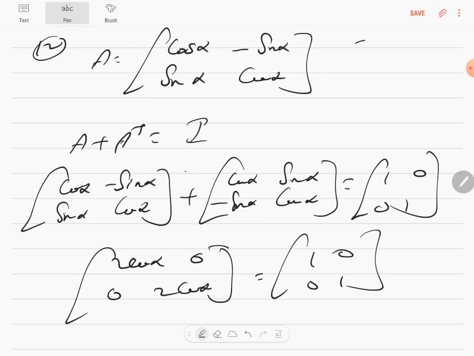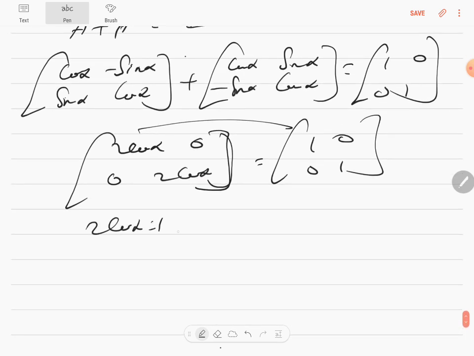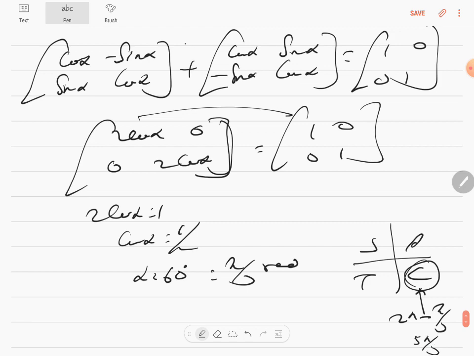In matrices, when two matrices are equal, you can equate the respective values. So 2 cos alpha is equal to 1. cos alpha is equal to 1 by 2. So where will cos be 1 by 2? Therefore alpha is equal to 60 degrees or pi by 3 radians. You also know, as school taught your children, cos can be positive here too. But here the options, this will be 2 pi minus pi by 3. In that case the answer will be 5 pi by 3. But there is no option like that. The question is only about the first quadrant. So pi by 3 radians is your answer.